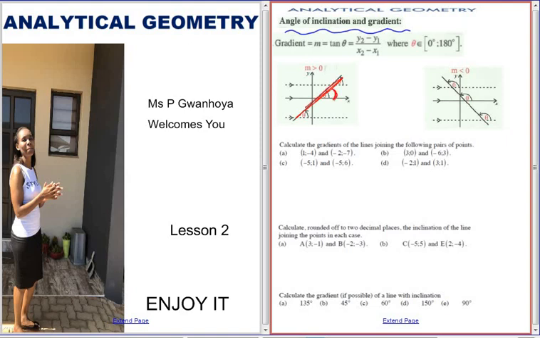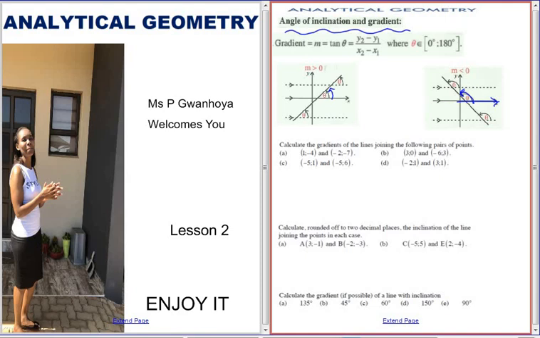So that will be the angle of inclination right there. So if you have a straight line, just make it a point that you measure from the positive side of the x-axis. Even if you look at this diagram here, this side is the positive side of the x-axis. So the angle of inclination, you measure it from here all the way to the straight line. So you measure it from here to the line. So you come from the x-axis to the straight line that you've got.